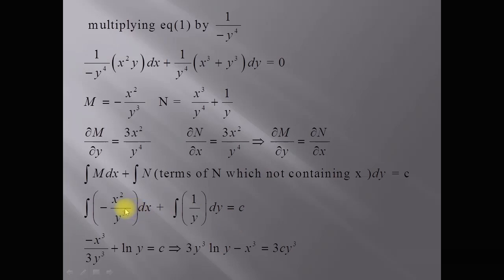So the integration of minus x squared divided by y cube, with y cube treated as a constant term, with respect to x gives x cube divided by 3, and the integration of 1 over y with respect to y is the natural log of y, equal to c. Now multiplying both sides by 3y cube, we get 3y cube natural log of y minus x cube is equal to 3c y cube.